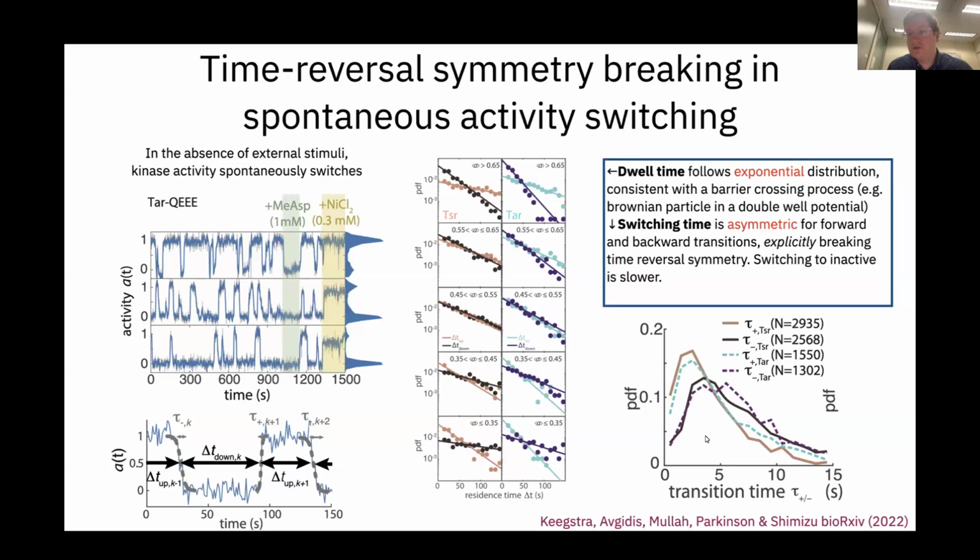This plot shows the distribution of these times for two different types of receptors, and the switching to the on state, tau plus, are these two distributions, and they tend to be shorter than the switching to the off state. So there's this explicit breaking of time reversal symmetry in these transient switching times, and you can actually explicitly show for a wide range of systems that if you obey microscopic detailed balance, meaning your system's in equilibrium, there should be an exact symmetry between the forward and backward switching times.